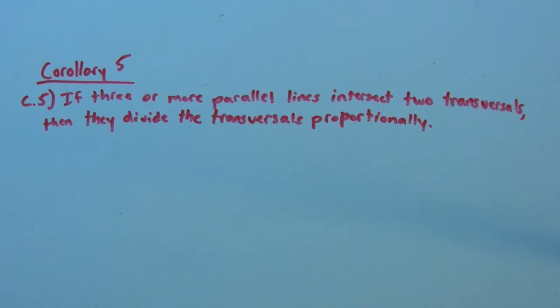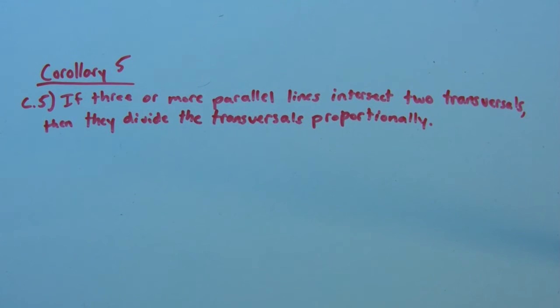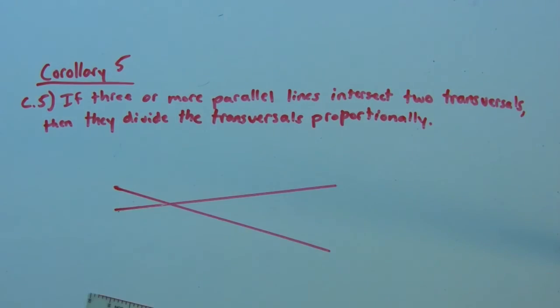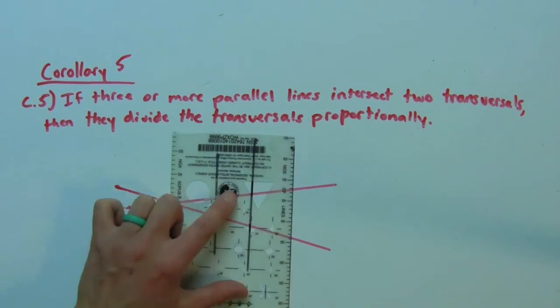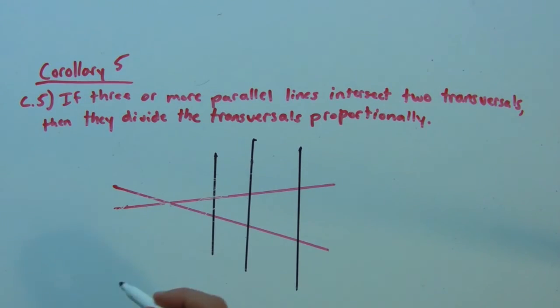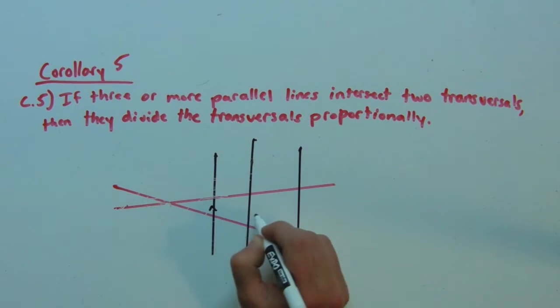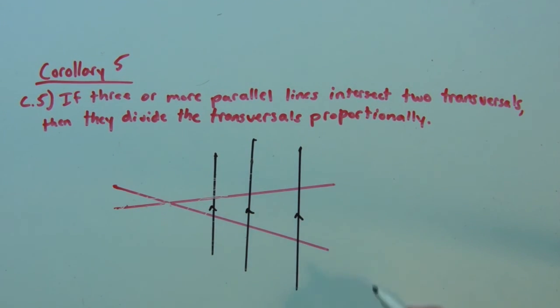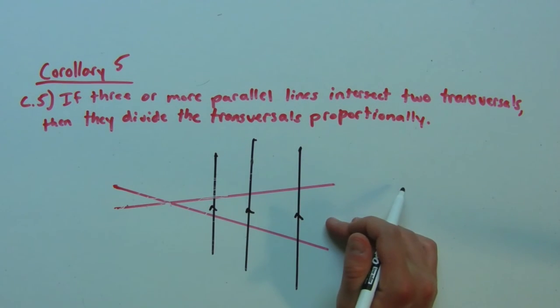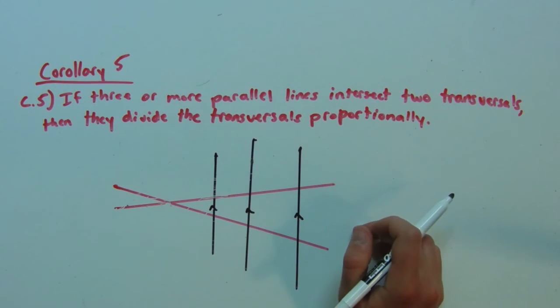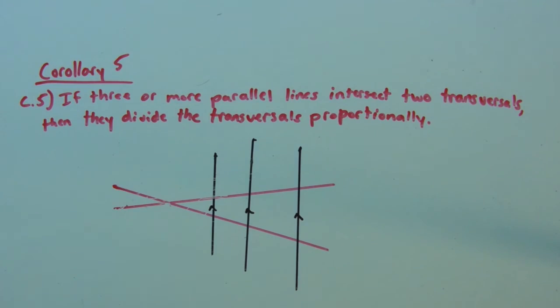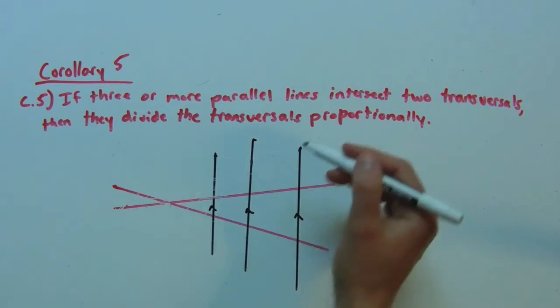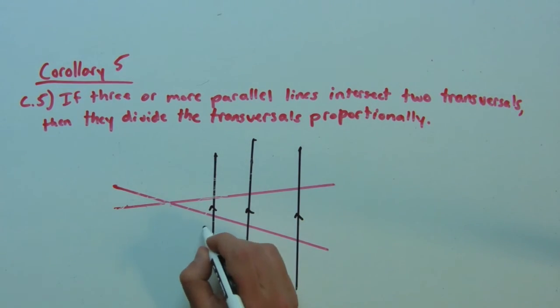C5 says that if three or more parallel lines intersect two transversals, then they divide the transversals proportionally. So here I have three parallel lines. And these three parallel lines intersect two transversals. Because of that, then they divide the transversals proportionally.